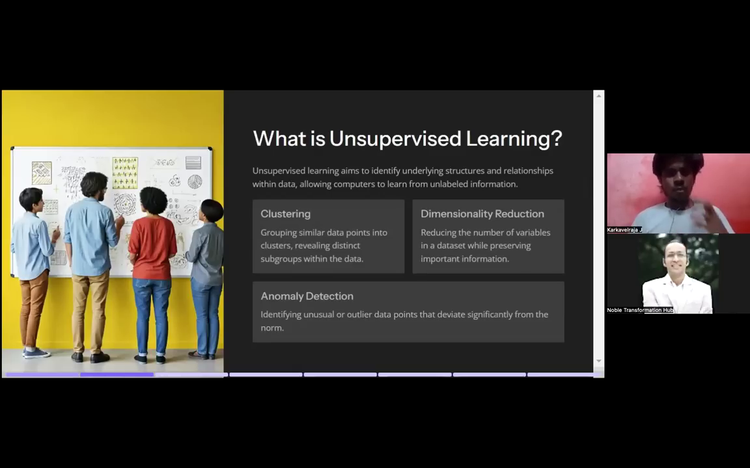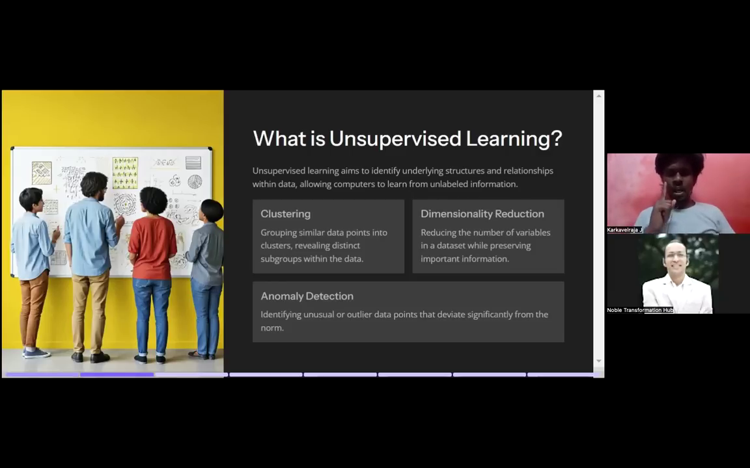Clustering: grouping similar data points into clusters, revealing distinct subgroups within the data. As I mentioned, we have an apple, which is category A, and a banana, category B. The model doesn't know it's an apple or a banana. It knows category A and category B based on the features. It just clusters, groups the things. That is what clustering is.